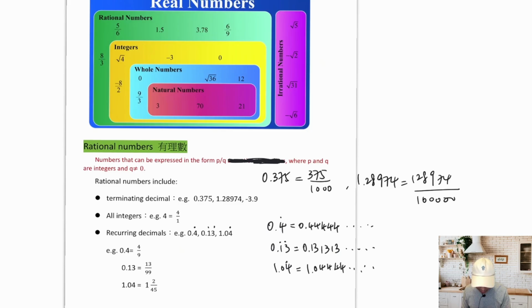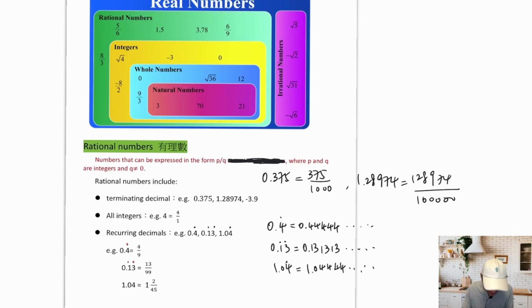Okay, the last one, 1.04. There's only 1 dot over the 4. That means that 4 repeats, but not 0. So that's equal to 1.04444 and so on. It can be shown that 0.4 with a dot is equal to 4 over 9.